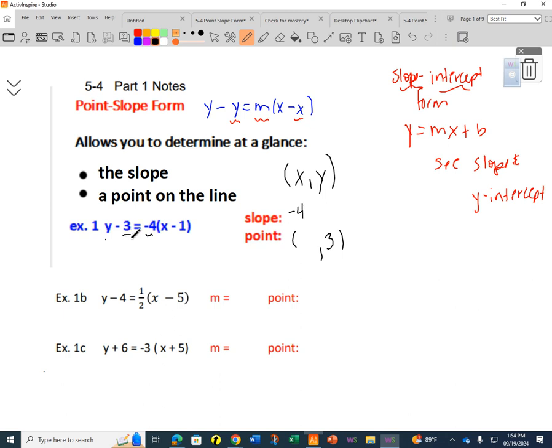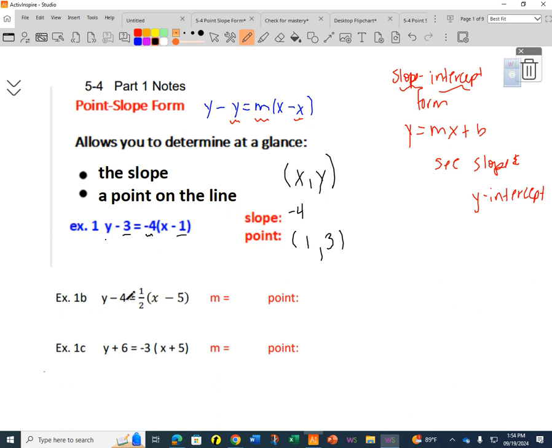So this is our y coordinate, this is our slope, and this positive 1, not negative 1, is our point, because this is written in point-slope form, x minus the x coordinate. It's x minus positive 1 is the way we have to think of that.